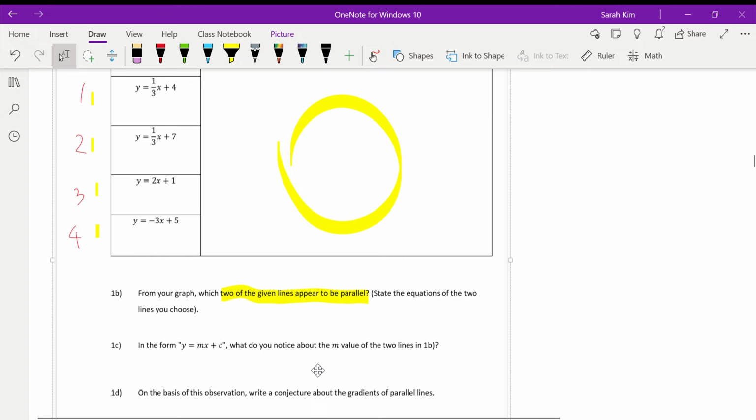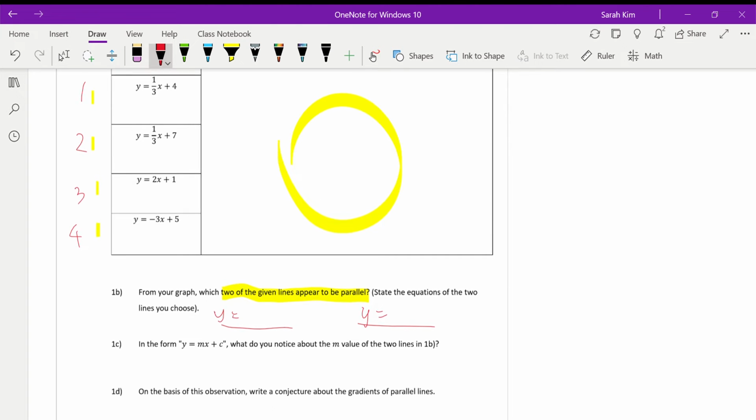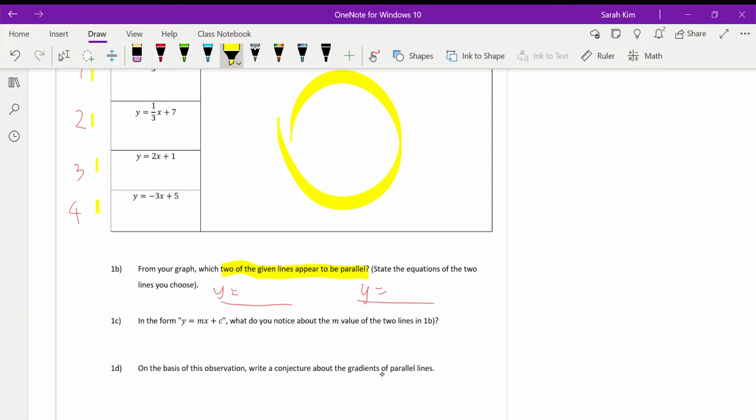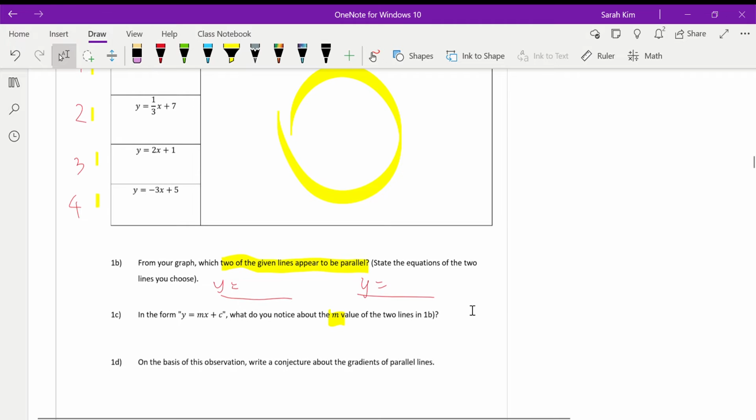What do you notice about the m values of the two lines? There are two equations here, y equals, y equals. I don't know which ones you wrote, that's for you to decide. What do you notice about the m values? You've got to figure out which are the m values, and tell me what you notice from these two equations.